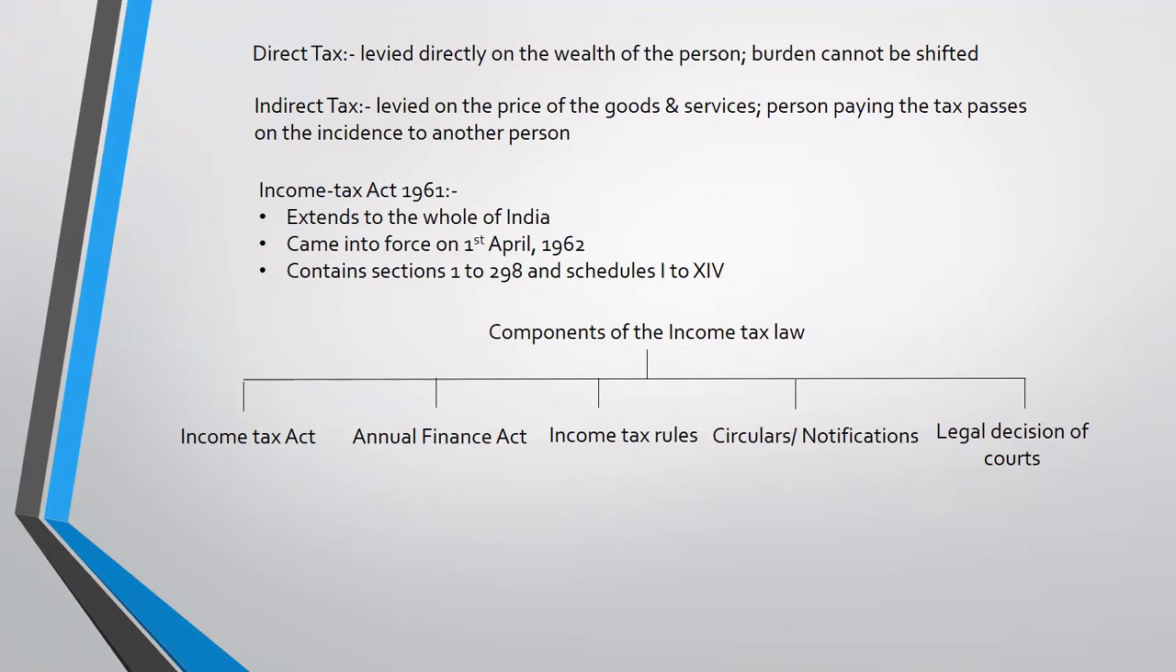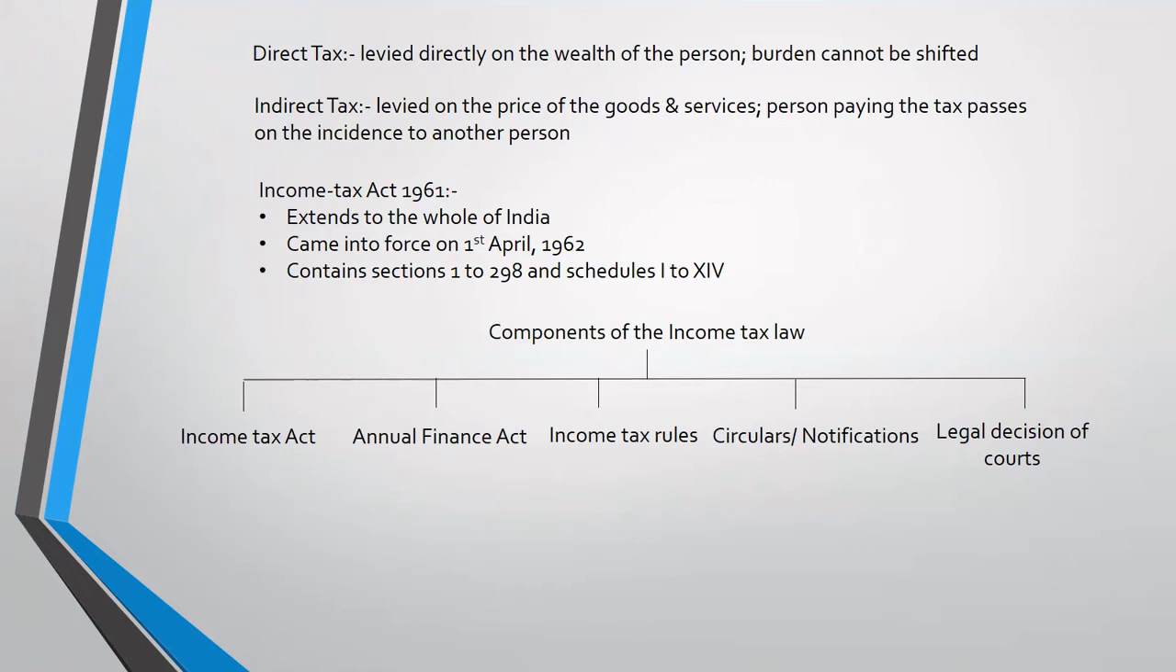You should know when the Income Tax Act came into force. You should know how many sections are there. So there are 298 sections and 14 schedules. For the CA Inter students, as of now, around 99 sections are something that are important to you, not the whole 298 sections.